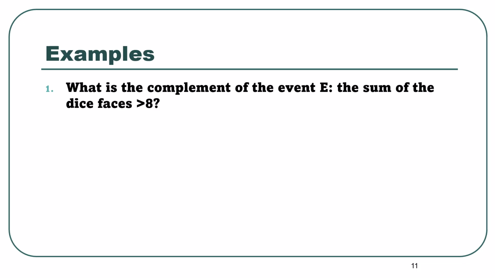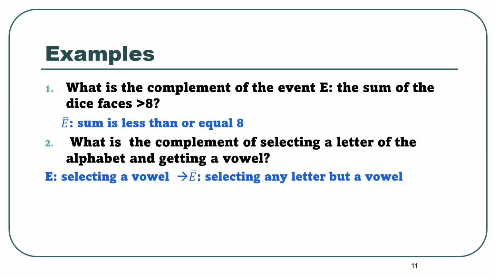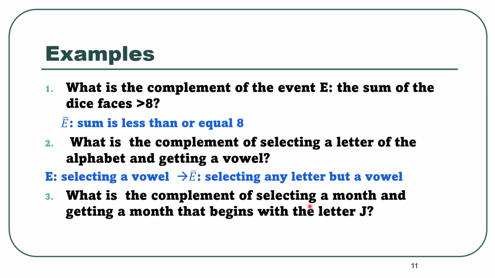So let's see some examples here. What is the complement of the event E, the sum of the dice faces greater than 8? This is actually E bar, which is the sum is less than or equal to 8. What is the complement of selecting a letter of the alphabet and getting a vowel? So if E is selecting a vowel, then E bar, its complement, would be selecting any letter but a vowel.